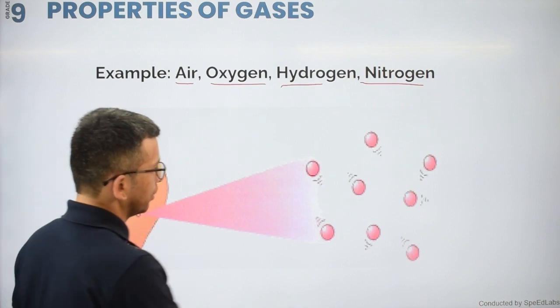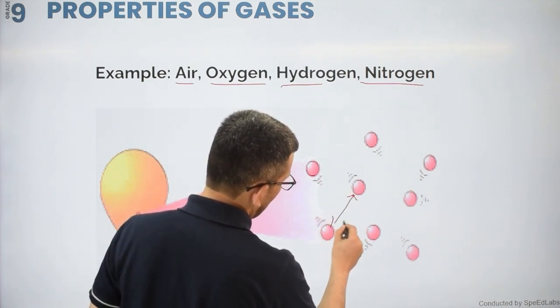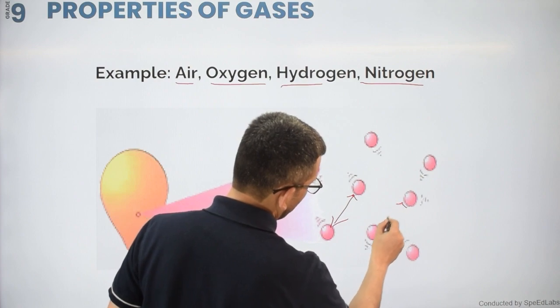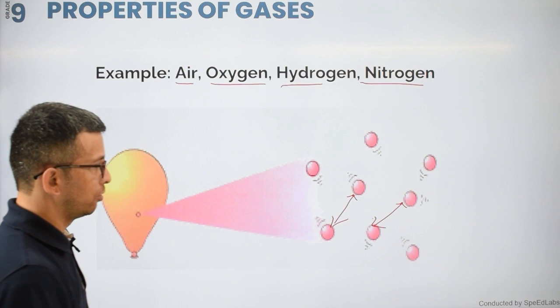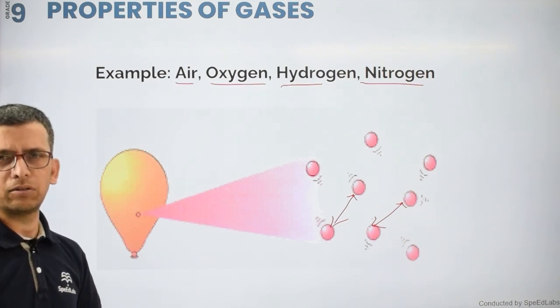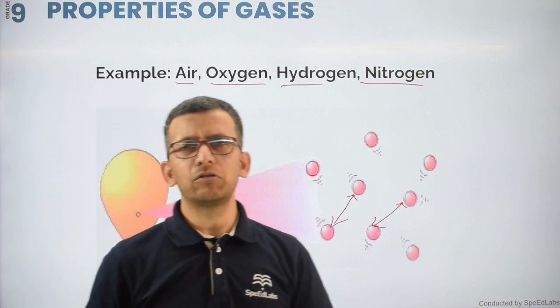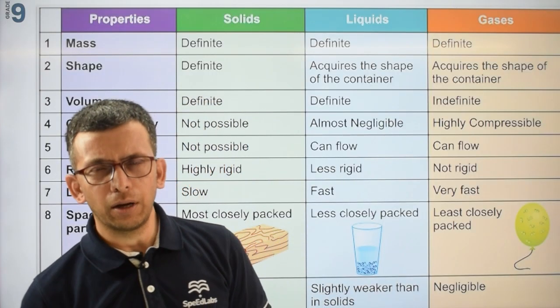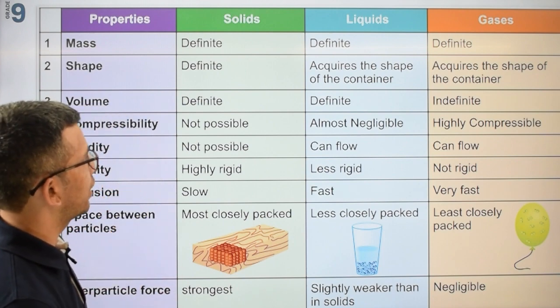As you can see here, the intermolecular space between the gas molecules is the highest. See, this is the intermolecular space. The space or the distance between the two molecules of gases is extremely high, as you can see in this diagram here. So that's the reason its compressibility is extremely high. So here we have the comparative analysis of solids, liquids and gases.